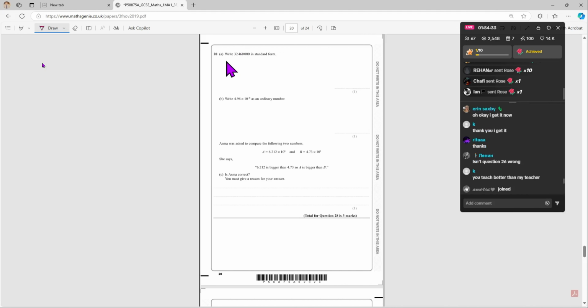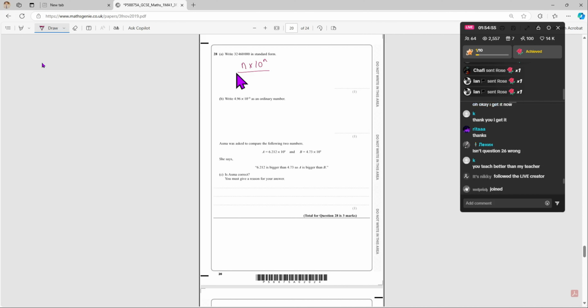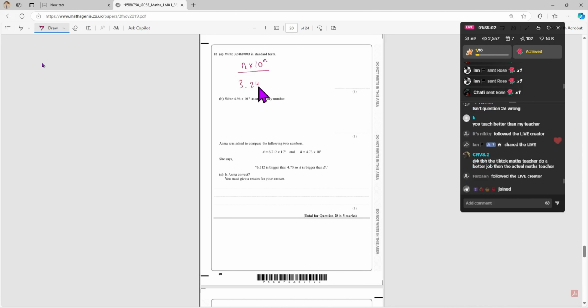Write 32,460,000 in standard form. So whenever we have standard form, it's going to be in the form n times 10 to the power of our power. That is our form for standard form. So we know that n, the first number, is always between 1 and 10, okay? So we know that it's going to be 3.246, which is between 1 and 10.